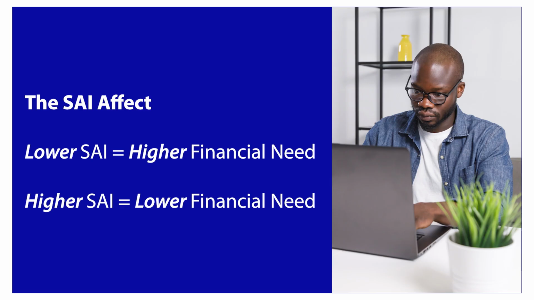A lower SAI indicates a greater financial need, meaning you may qualify for more need-based aid. A higher SAI suggests your family has more financial resources, so you may qualify for less need-based aid.